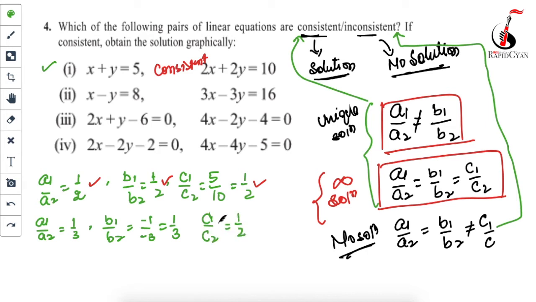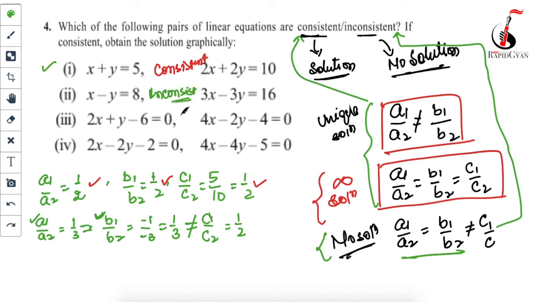Correct? So now what you are seeing: a1 upon a2 is equal to b1 upon b2, but it is not equal to c1 upon c2. It means this is the third case, which does not have any solution. No solution means this is an inconsistent pair of linear equations.